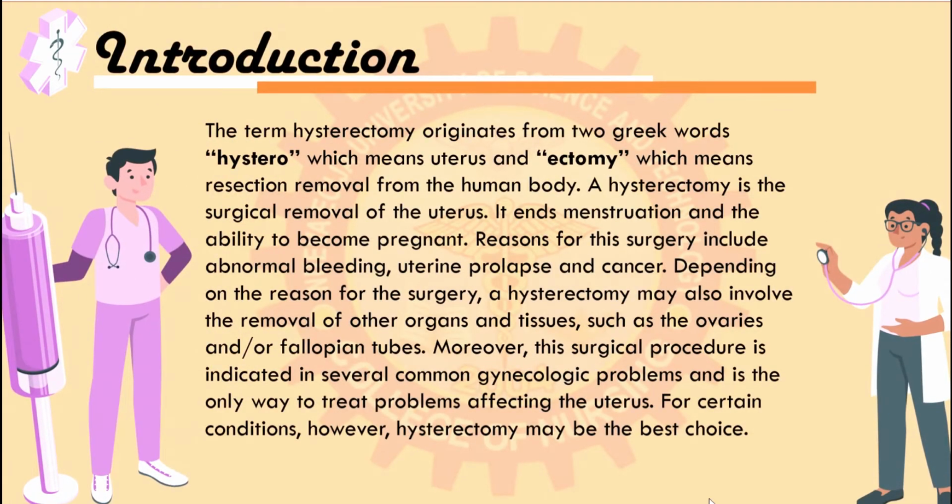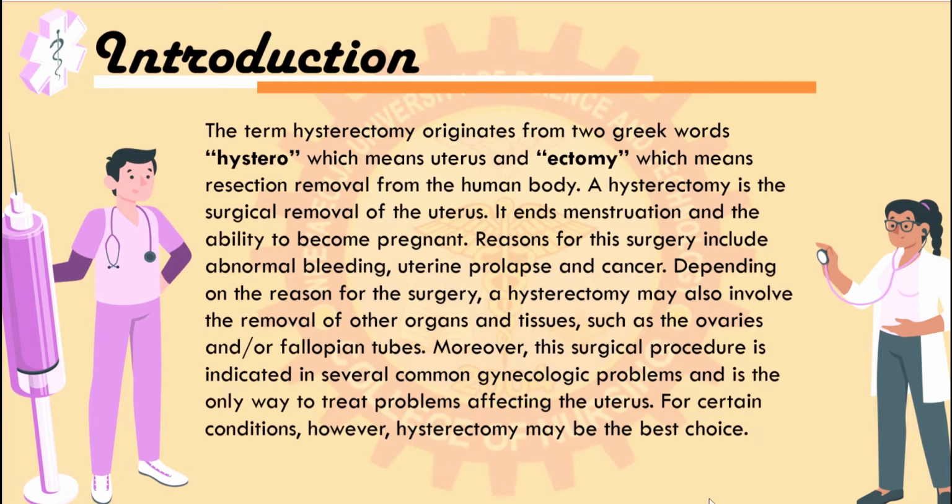The term hysterectomy originates from two Greek words, hystero, which means uterus, and ectomy, which means resection or removal from the human body. A hysterectomy is the surgical removal of the uterus. It ends menstruation and the ability to become pregnant. Reasons for this surgery include abnormal bleeding, uterine prolapse, and cancer.